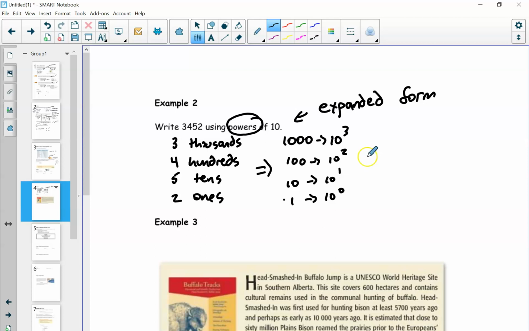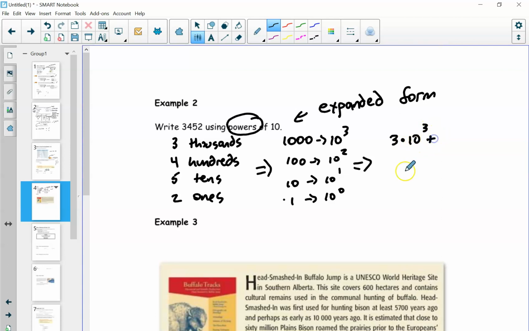Now, you don't have to show all of these steps when you do these questions. I'm just trying to make sure you understand how we get from where you wrote these numbers in grade 2 to now using powers of 10, and then we'll get the final answer up here. So the final answer is 3 times 10 to the power of 3. 3,000 would be 3 times 1,000, so 3 times 10 to the power of 3.